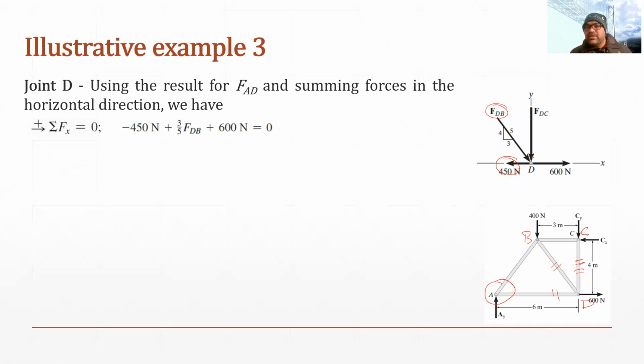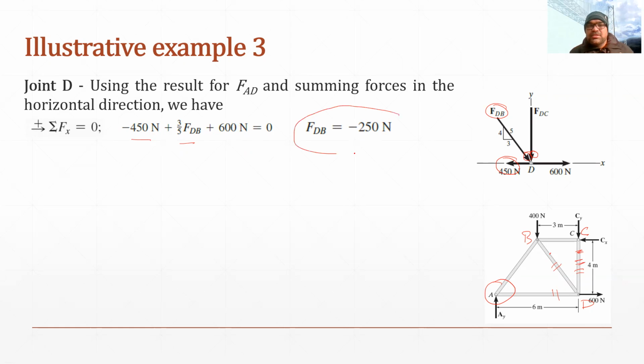Again I am saying that this sense is arbitrarily assumed. If you want to take the sense opposite to this, you can take that and solve the equation. If your answer is negative, then it means your sense is incorrect and you have to reverse it. If the value is positive, then your assumption is correct. So that is completely based on that. We have just assumed that this member will be in compression and this member will be in tension. Based on that, the equation is there. With this, FDB is minus 250 Newton.